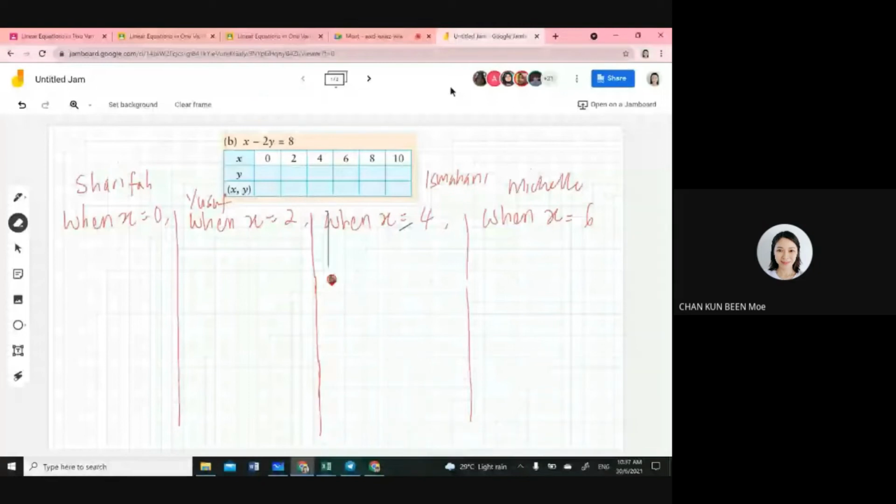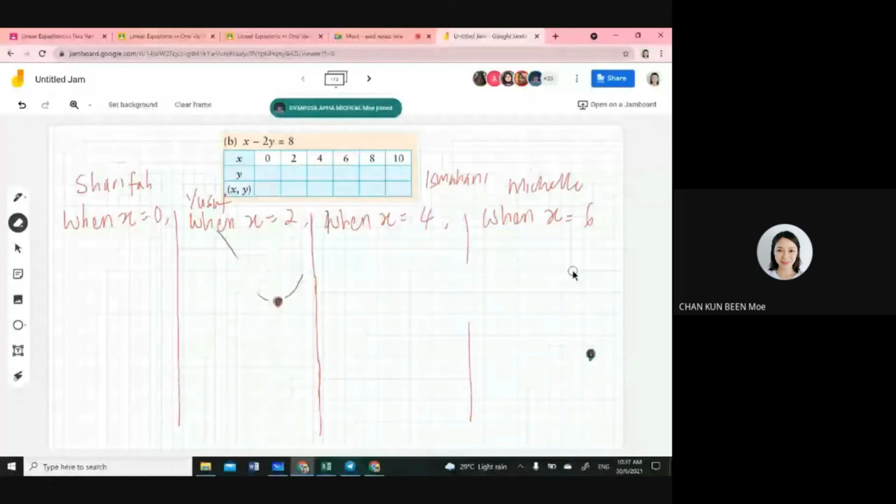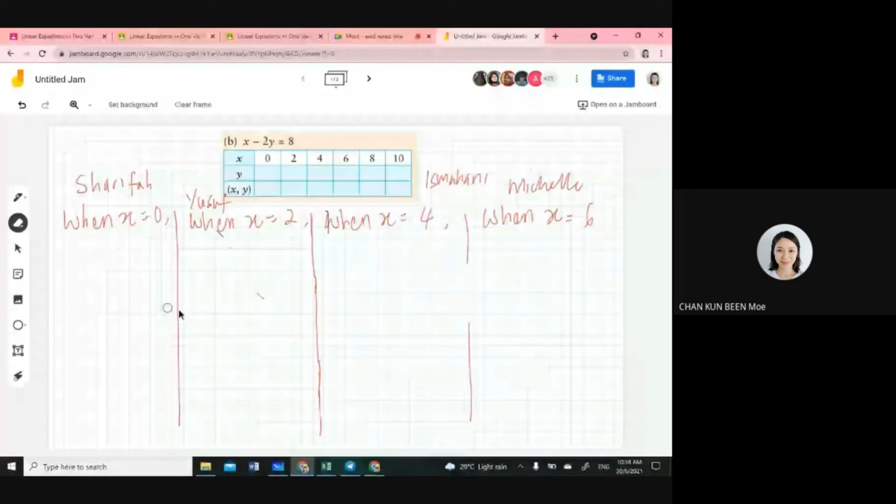The rest, your name is not called, so please don't do anything from now on. You just need to erase all of this. Okay, don't do anything anymore, please. Your friend needs to use the whiteboard over here. How come nobody is writing? When x equal to 0, meaning that you substitute the x into the equation here. Okay, I think not four can write together, right? Can four of you try to write something here together? I want to see whether you can do it or not. Sharifa, Yusuf, Ismahani, Michelle, right now. You write something. Write together.